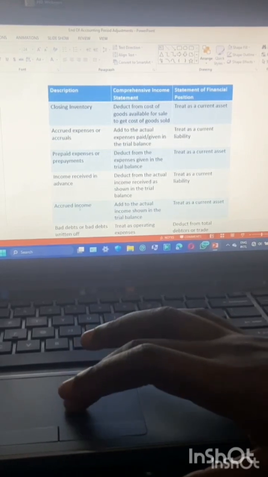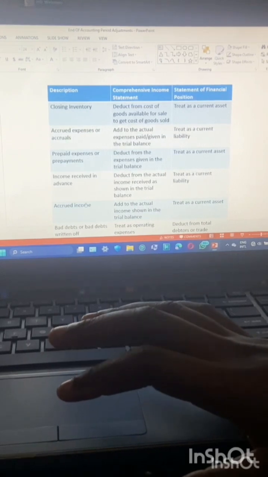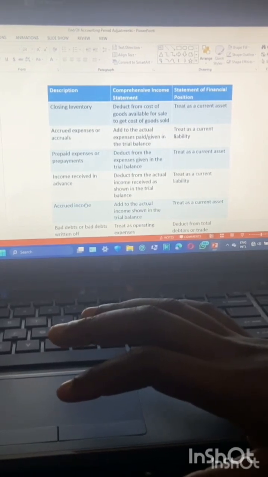We go to the accrued income. These are incomes for which you have rendered services, but you are yet to be paid.